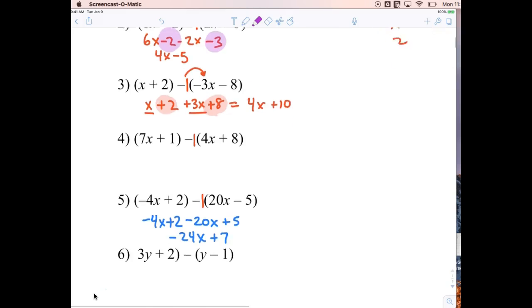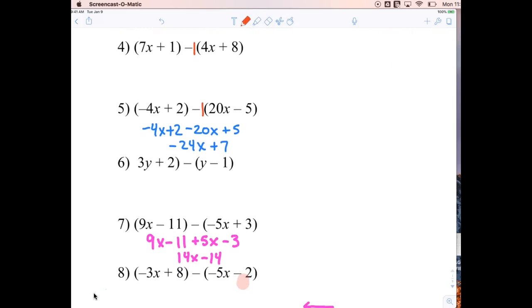Now everybody take a look at number 4. Same principle on number 4. We have to distribute the negative. So everybody distribute the negative. When you distribute the negative, you get 7x plus 1 minus 4x minus 8. Again, then you're combining terms. 7x minus 4x is 3x, 1 minus 8 is negative 7. 3x minus 7. Perfect.